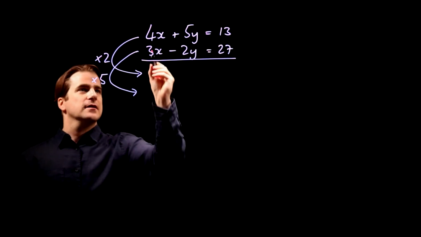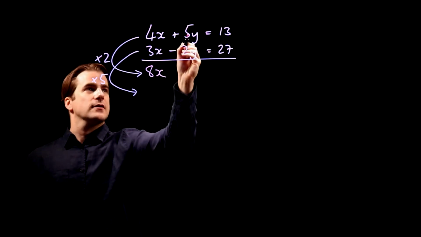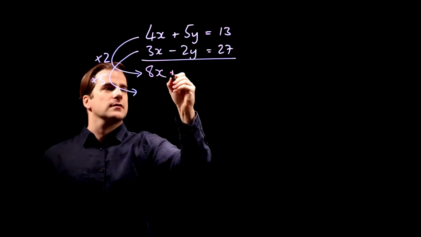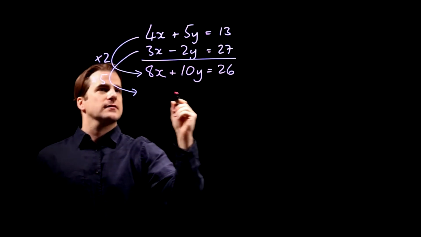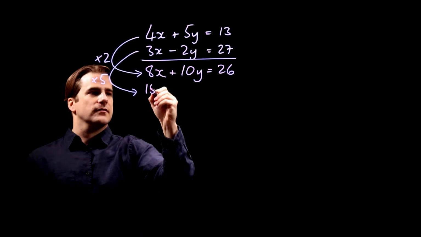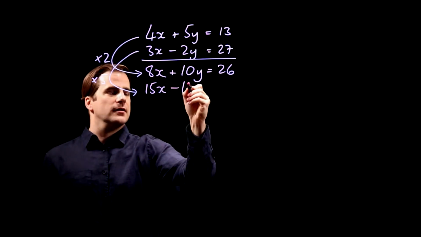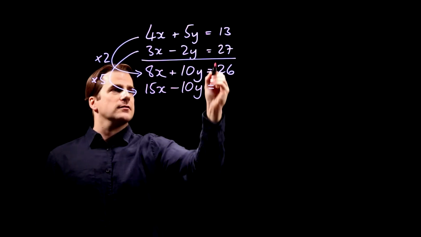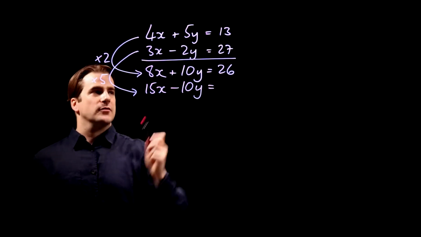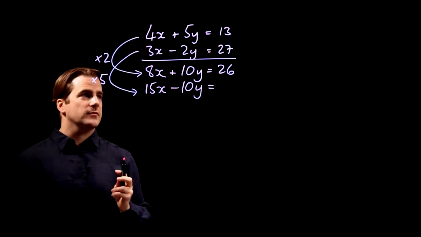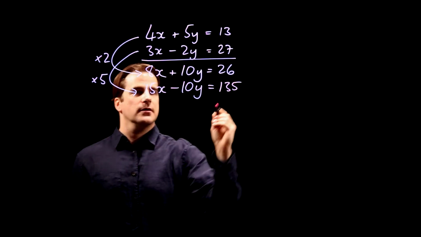Let's actually do it. So 4x times 2 is 8x. 5y times 2 is 10y. 13 times 2 is 26. 3x times 5 is 15x. Minus 2y times 5 is minus 10y. And 27 times 5, again do it in your head. 5 times 20 is 100. 5 times 7 is 35. 135. Okay.